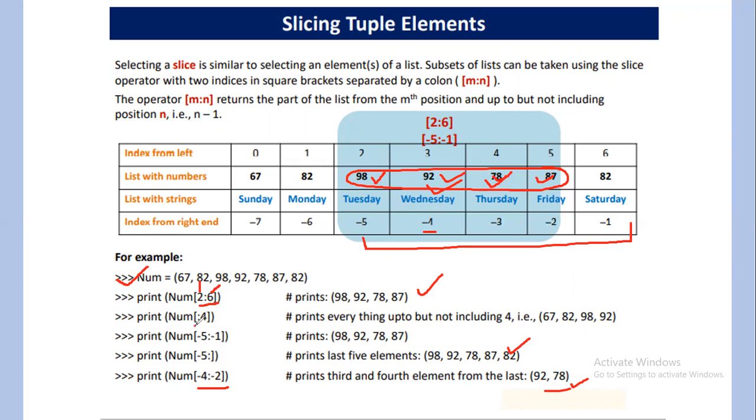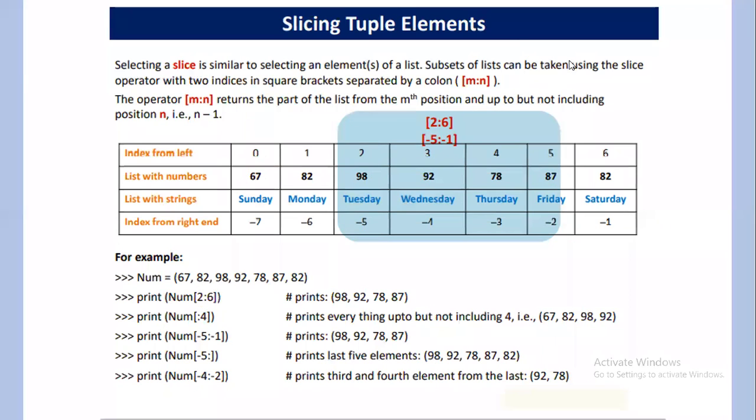If I say there's no starting value and the ending value is 4, so from the beginning to 4 minus 1, that is 3. So these elements from 0 to 3 are going to be picked up and displayed: 67, 82, 98, and 92. So that is how you retrieve multiple elements from the starting and the ending position, and this concept is known as slicing, right?